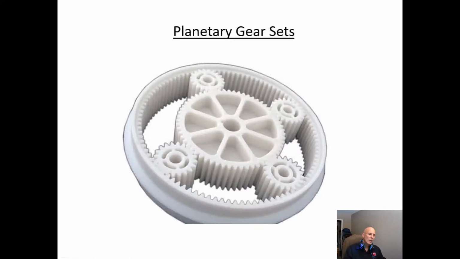The next thing we want to take a look at is planetary gear sets. Planetary gear sets are gear sets that we're going to see in automatic transmissions, but we'll also see planetary gear sets in final drives for the output. And again, they're on there to help us increase the amount of output torque that we require.